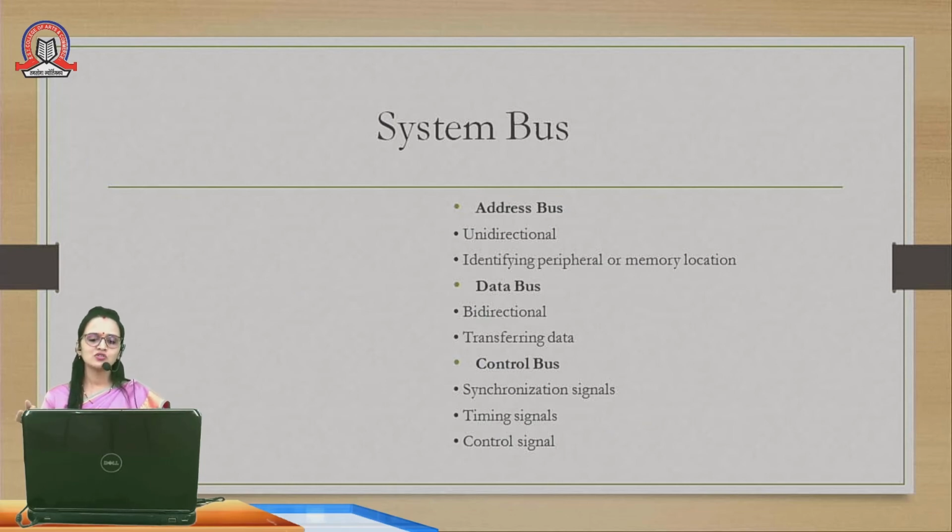Okay, for unidirectional we can also take the example of a walkie-talkie. Sometimes the information is released from one source to a destination. In that case one process is done, then the second will be executed. The second bus is the data bus. Bidirectional means both directions are active and data is transferred very fast. Control buses are like synchronization signals, timing signals and control signals, managed by the control bus.